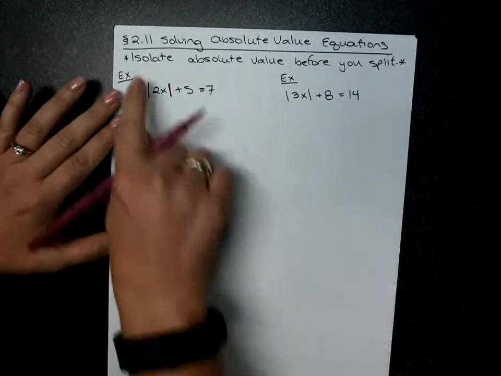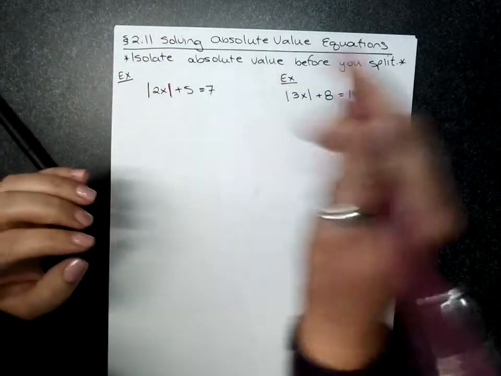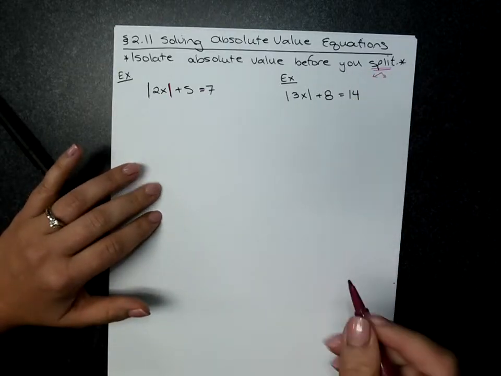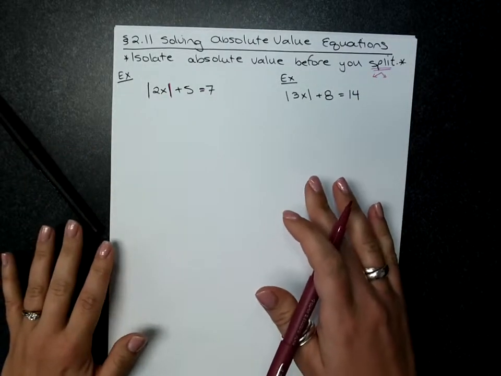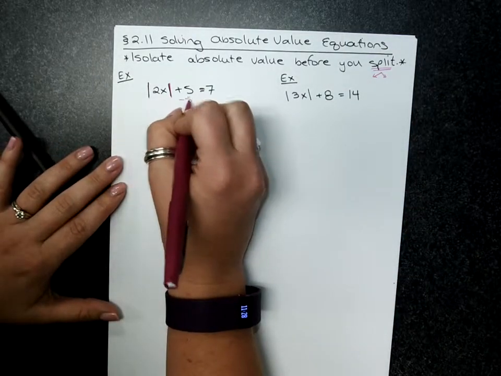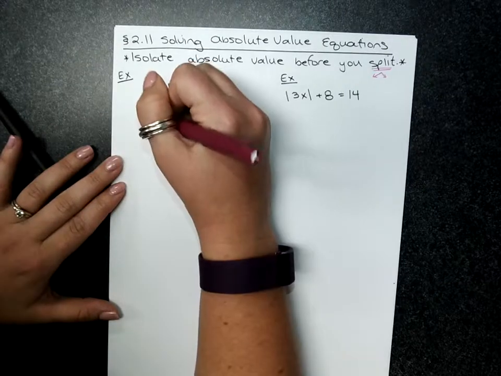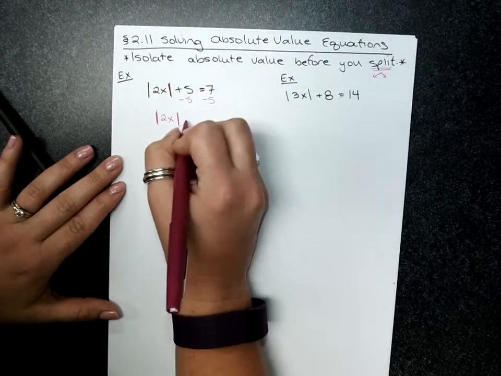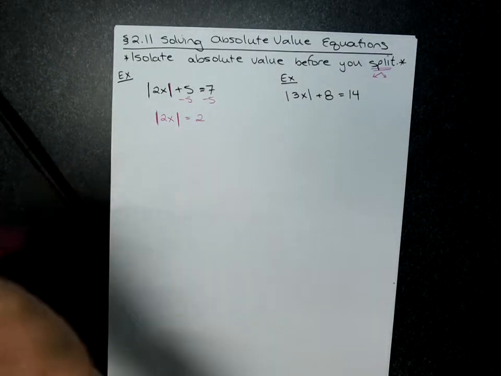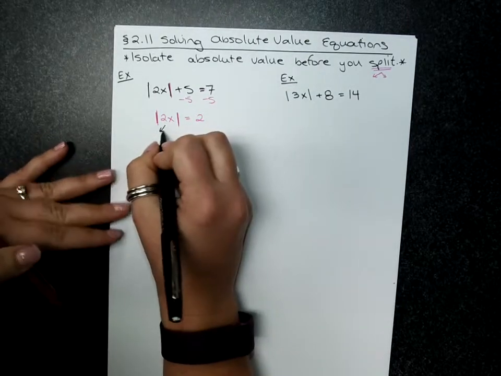You're supposed to isolate the absolute value part before you split. We talked about splitting into two options. So before you do that, we're going to isolate the absolute value part of it. And to do that, we're going to subtract 5 from both sides. That's going to give us the absolute value of 2x equals 2. Once you have the absolute value part isolated, then you can split like we did in class.